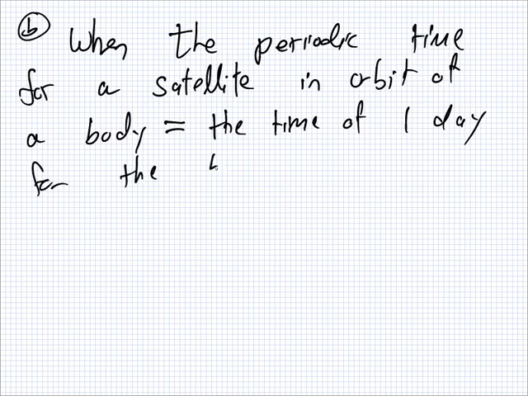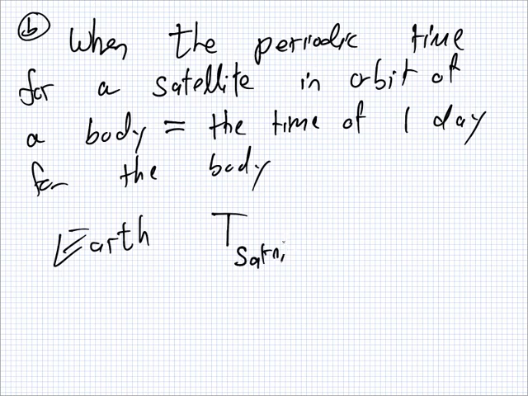So basically, for Earth, a satellite is in geostationary orbit if its periodic time is 24 hours, because that's the time for one day on Earth. Right, part 2 now.